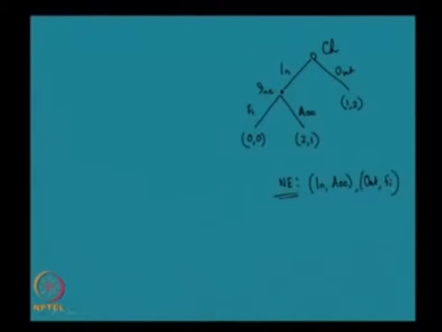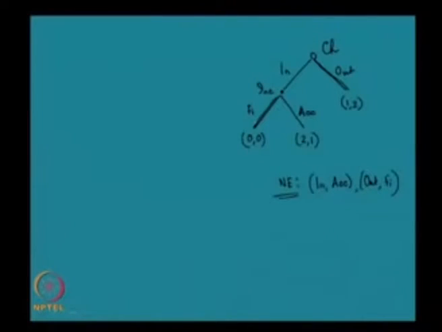There was no problem as far as in and accommodate is concerned, but what we have seen is that there was a problem as far as out and fight is concerned. Out and fight is a Nash equilibrium, there is no doubt about it, because given that the challenger is choosing out, the incumbent can choose either fight or accommodate. It won't make a difference to his payoff, which remains at 2. So fight is absolutely okay.